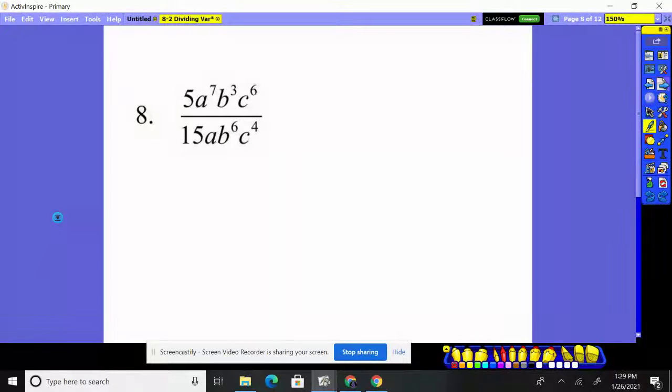And we'll finish here with number 8. Let's go ahead. I'm going to let us visualize this one this time. Now notice the 5 and the 15 can be divided, so that's a 1 and a 3. A7, A in the bottom. That means you're going to have 6 left up top. Here, B6, B3, you'd have 3 left in the bottom when they cross out.